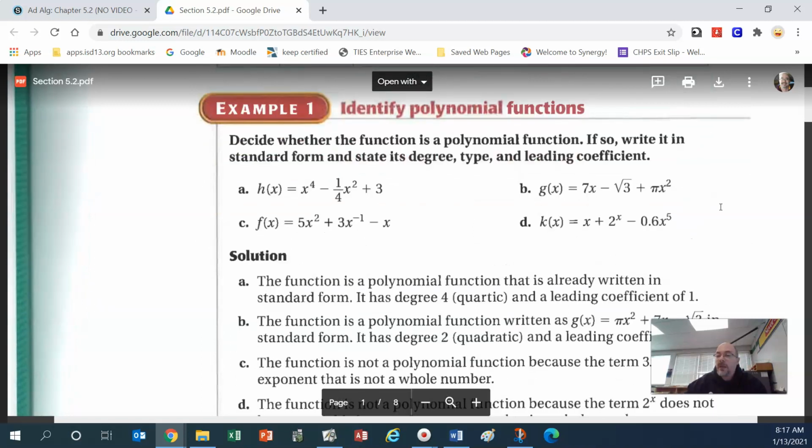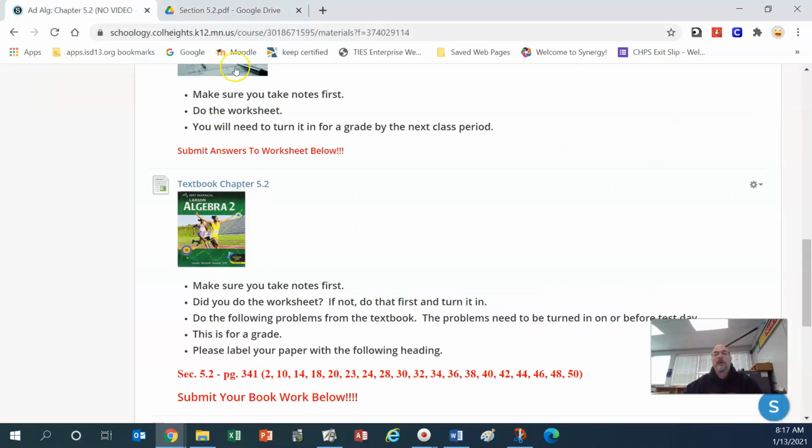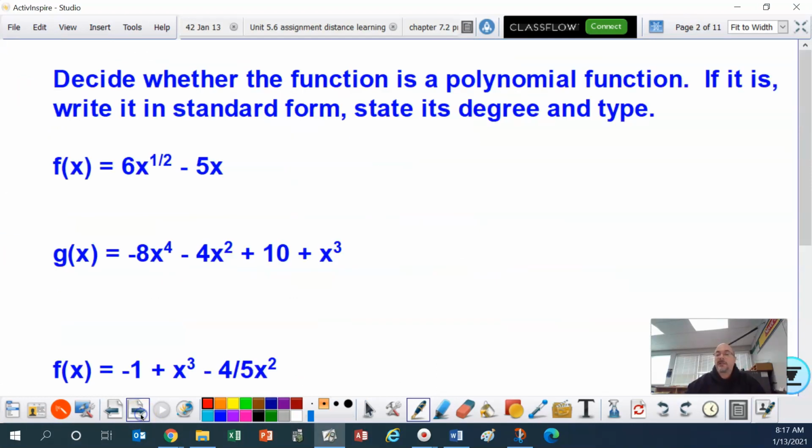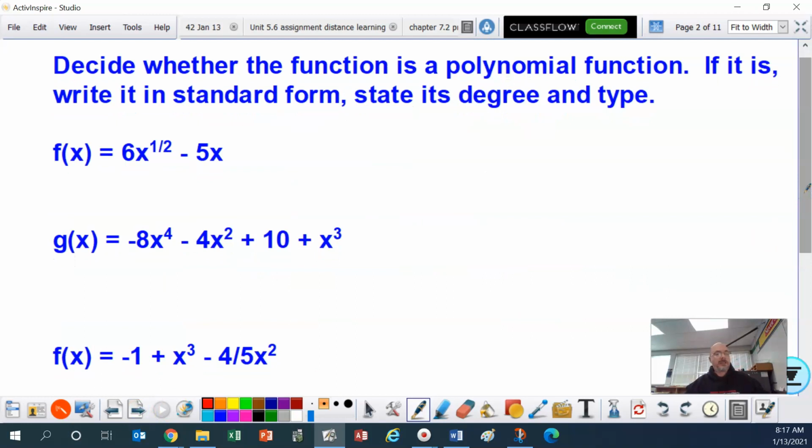So what we're going to do next is identify polynomial functions, okay? But I'm going to go ahead and do it here on Active Inspire. So let's take a look. The first thing, decide whether the function is a polynomial function. If it is, write it in standard form, state its degree and type.